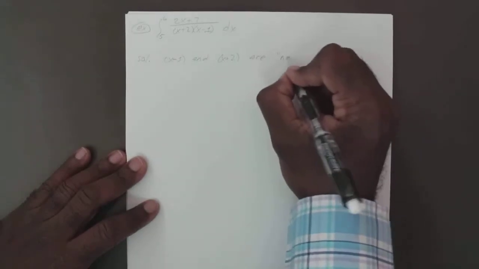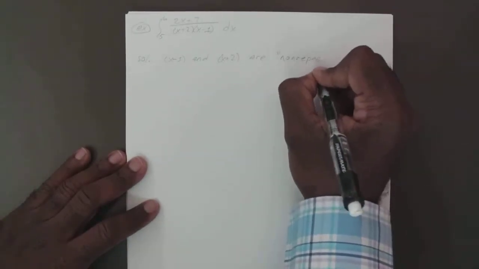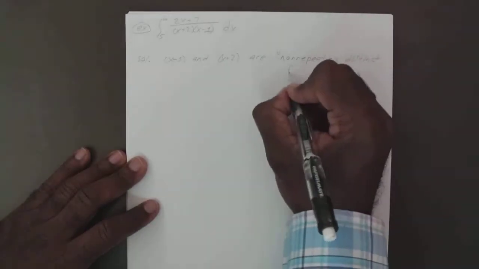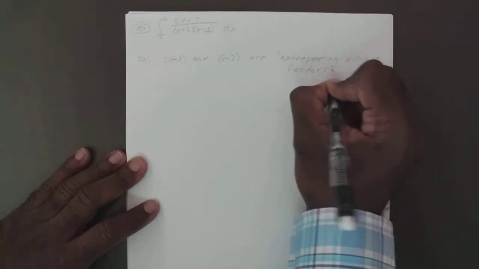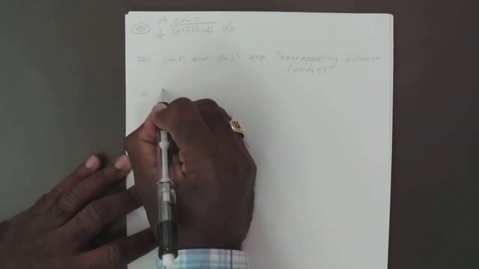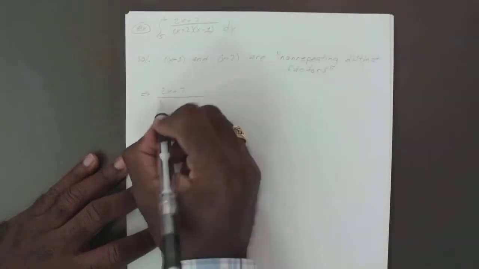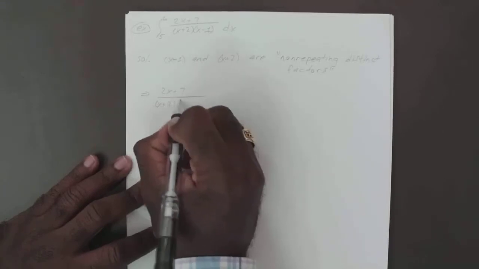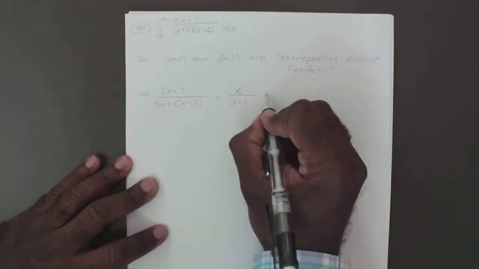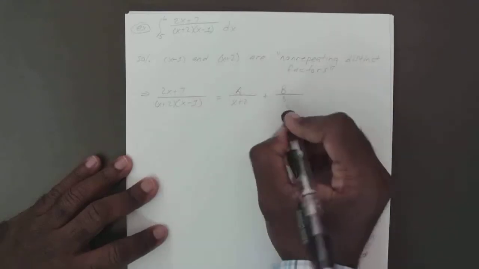Okay, these are non-repeating distinct factors. Okay, so since they're non-repeating distinct factors, 2x plus 7 over x plus 2 times x minus 1 will equal A over x plus 2 plus B over x minus 1.